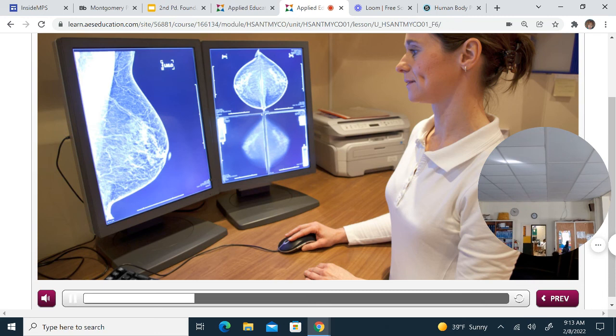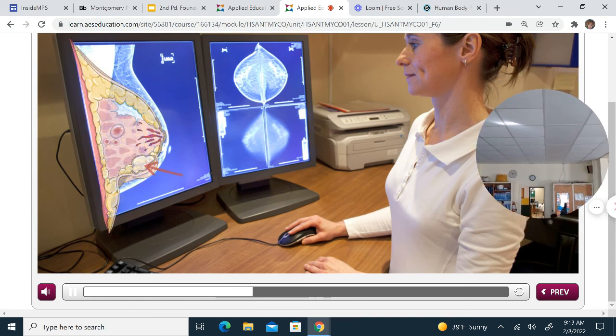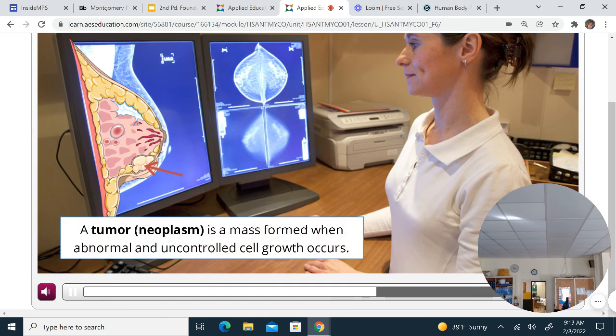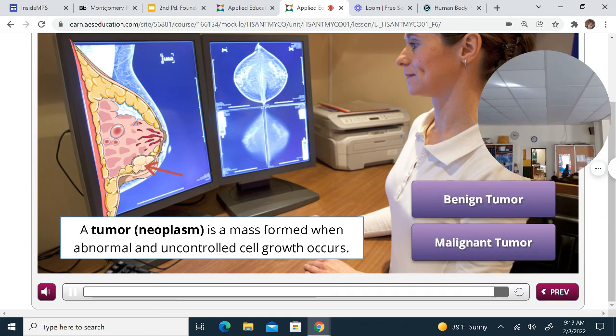When cells grow old, they should die and become replaced with new cells. Sometimes this process goes wrong. New cells form when your body does not need them, and old cells do not die when they should. When these extra cells form a mass, it is called a tumor or a neoplasm. Click each button to view more information about the two types of tumors.